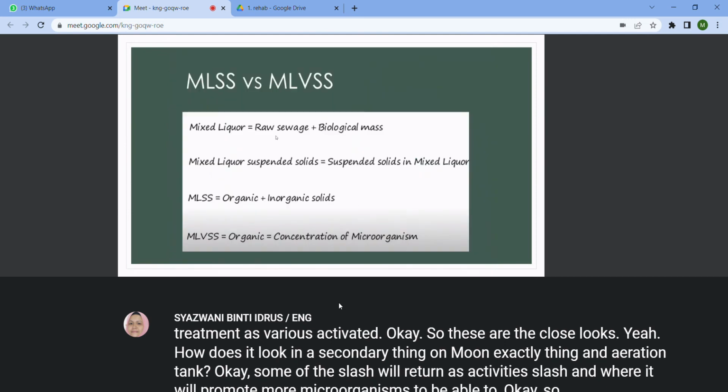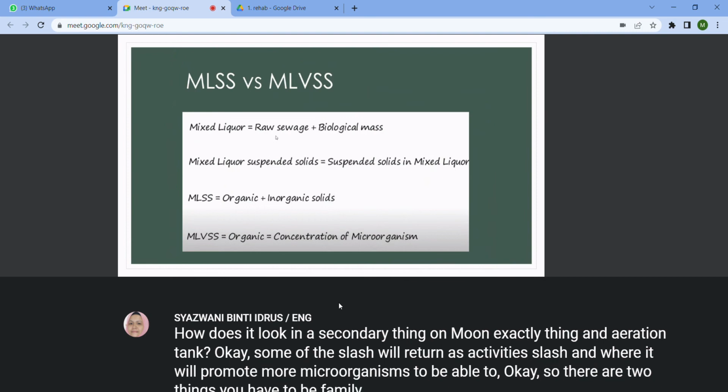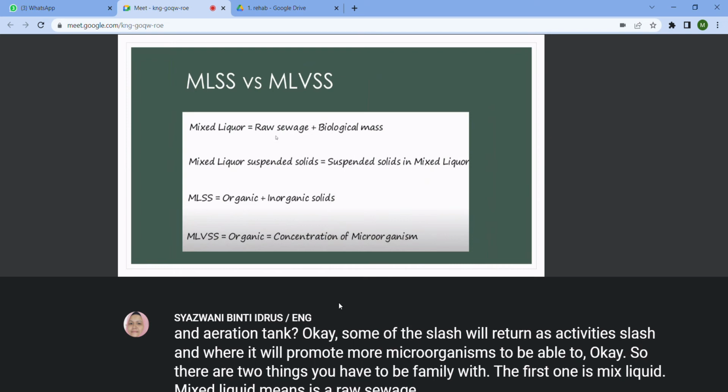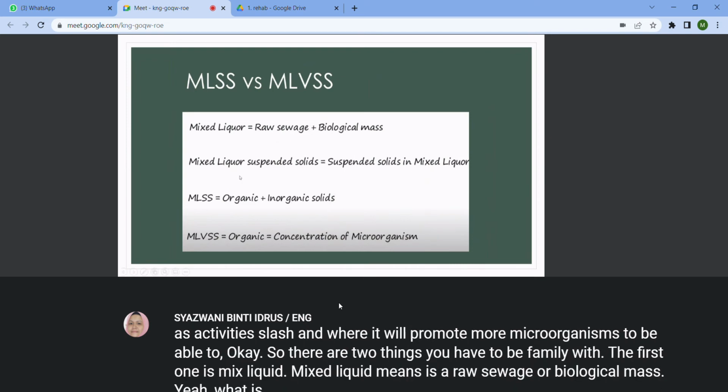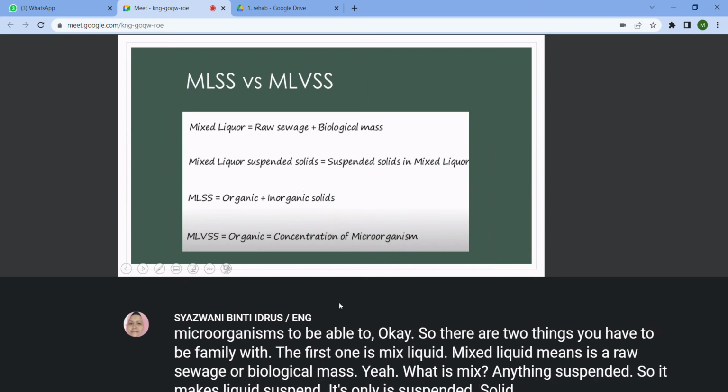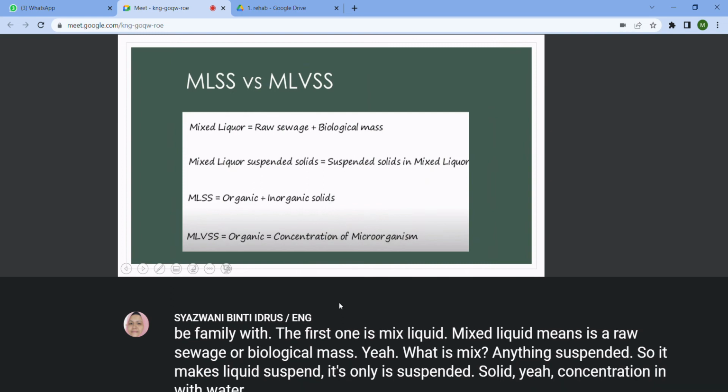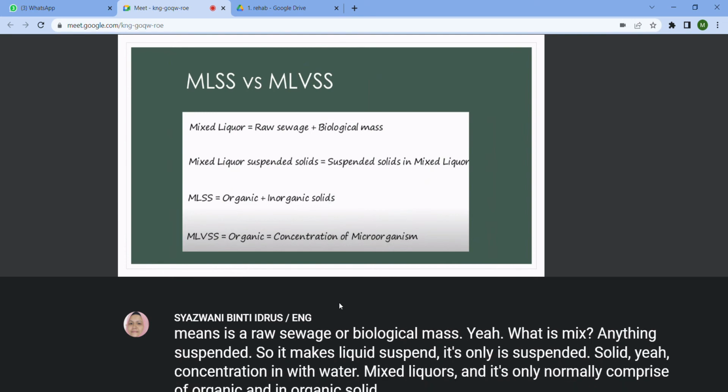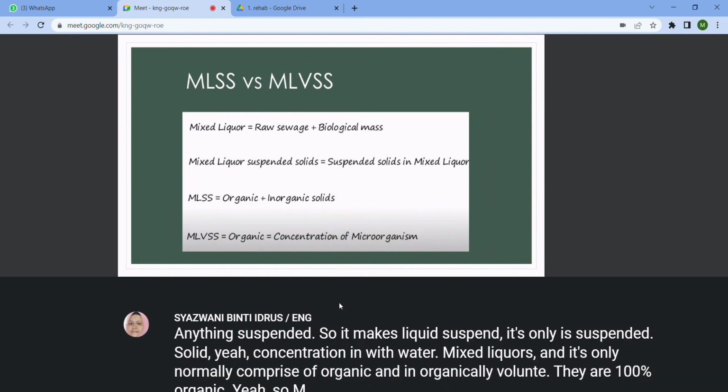There are two terms that you have to be familiar with. The first one is mixed liquor. Mixed liquor means raw sewage mixed with biological mass. What is mixed liquor suspended solids? Mixed liquor suspended solids is the suspended solids concentration in the wastewater to be treated. MLSS normally comprises organic and inorganic solids. Mixed liquor volatile suspended solids are 100% organic. So MLVSS will tell us the concentration of microorganisms.